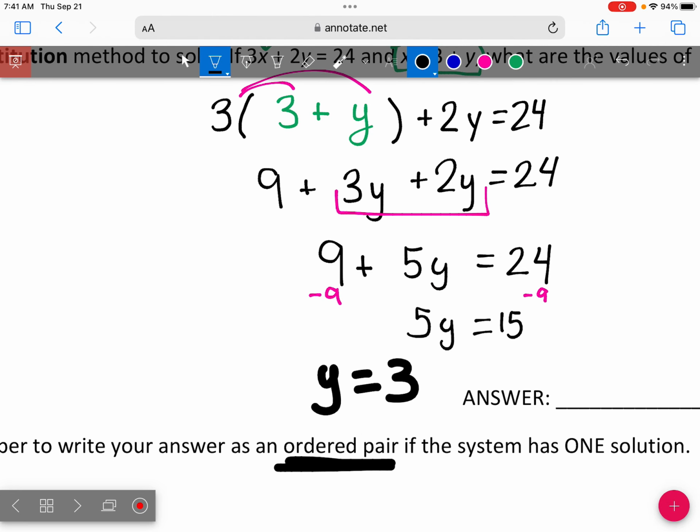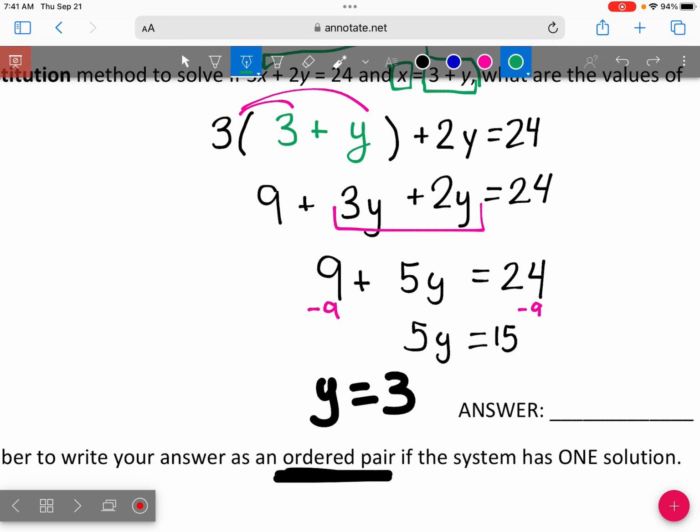I need an ordered pair, which means I need something to pair the 3 with. How can I figure out what my x is? Yeah, take the y value I found and put it into either one of the equations. It doesn't matter. You can use whichever one you want. The lazy way is to take my x equals 3 plus that y value I found, which is 3. What does my x equal?